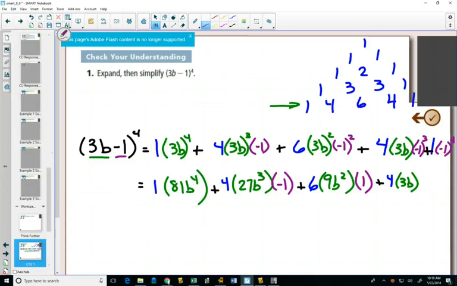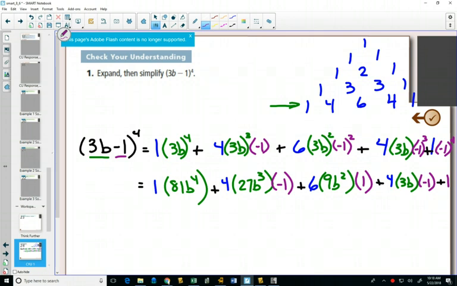(-1) cubed is still -1. And (-1) to the 4 is +1. So first of all, I just simplified the exponents. I kept my 1, 4, 6, 4, 1 there. I simplified each of my exponents. And now, how do I multiply these out?